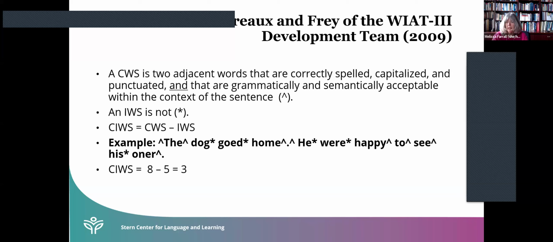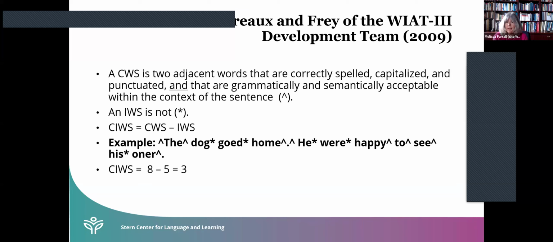And "goad" is not spelled correctly, right? So we have "dog goad." It doesn't meet my criteria, so it's getting an asterisk. Then I look at "goad home." "Goad" is not spelled correctly, right? I get an asterisk. And then there's sort of a funny rule that says if you have correct ending punctuation, then it just gets a caret regardless of how the word is spelled. So "home," we have a period.